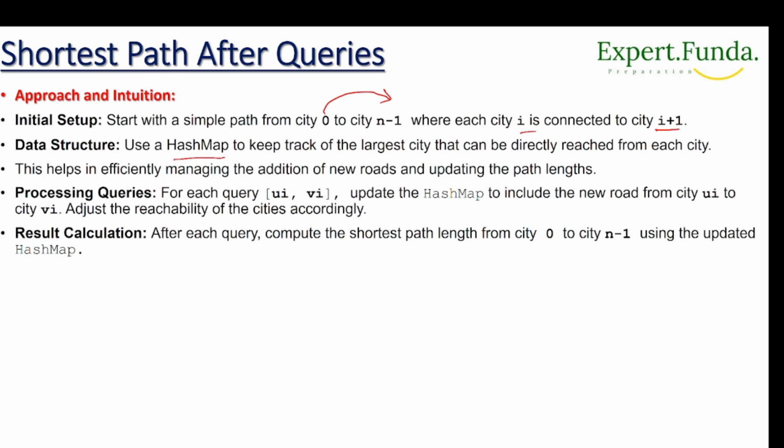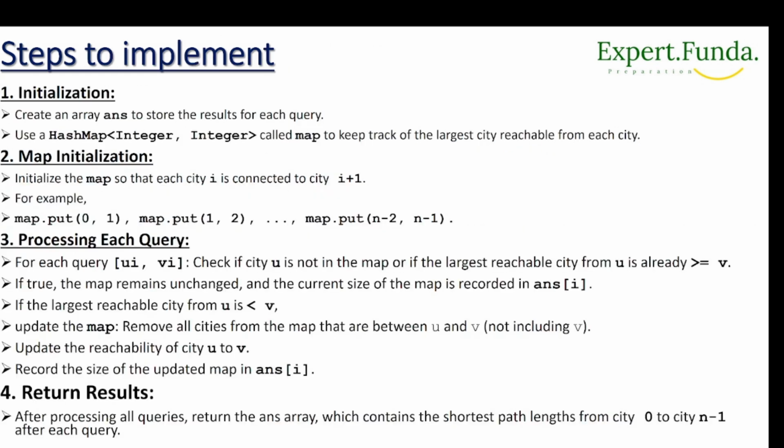So for each query, we will update the hash map, and that will include the new road from UI to VI. You will have everything in the hash map, you have to process each query, and you have to compute the shortest distance from 0 to n-1, right? I hope you have understood the intuition and the approach. So let's begin with the next thing we have to do.